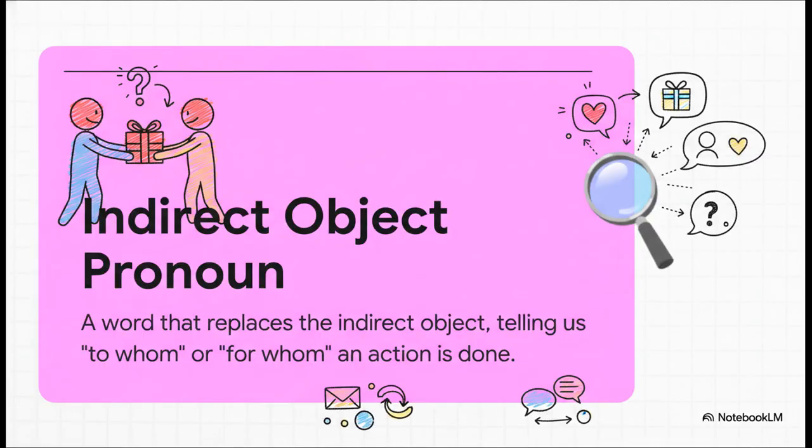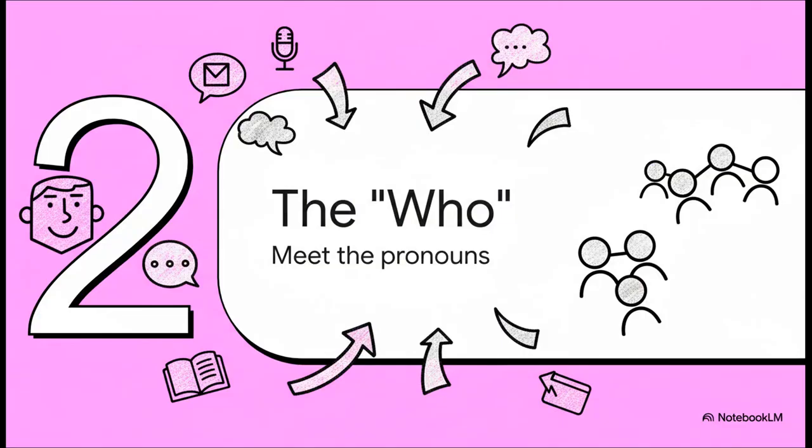So, what is an indirect object pronoun, or IOP, technically? It's just a tiny little word that stands in for the answer to our big question. It's a shortcut, really. It lets us change a sentence like, I give a gift to Juan, into something much shorter and more natural.